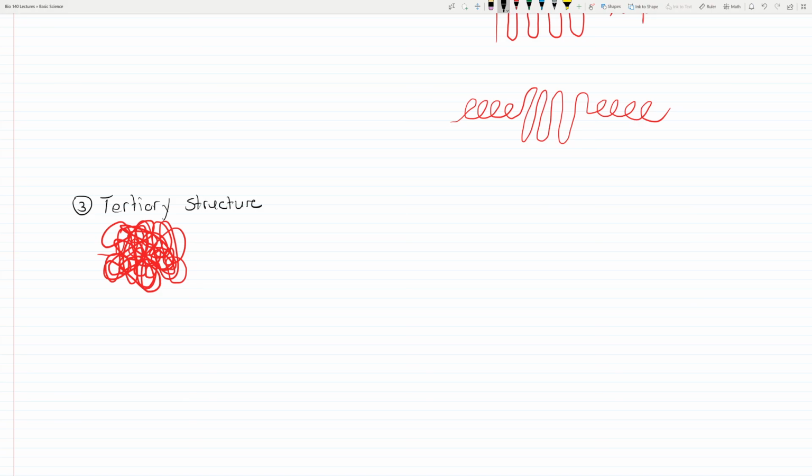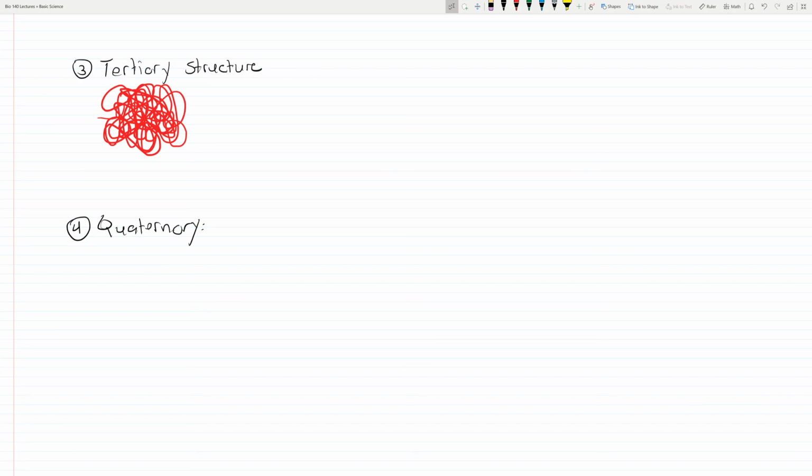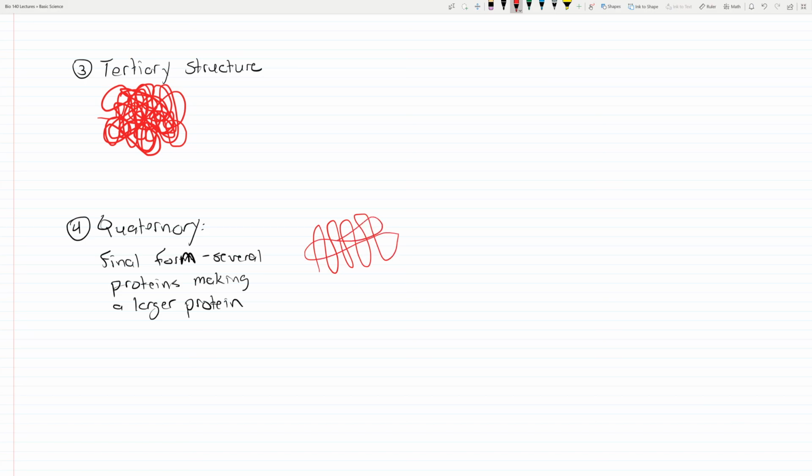Then we have one final fold, and this is called the quaternary. This is when you have several individual strands coming together to make a full-fledged protein. So this is the final form, and it's several proteins making a larger protein. For example, let's say I have my one protein that's got beta pleated sheets in several directions.